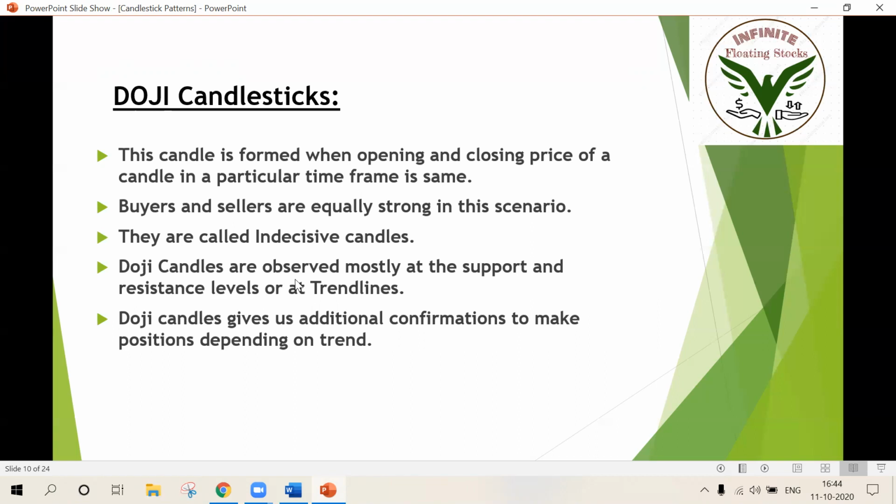So doji candles are observed mostly at support and resistance levels or at trend lines. This is very important. I repeat, dojis are observed mostly at support, resistance, and at trend lines. Doji candles give us additional confirmation to make positions depending on the trend. Like I told, candlestick patterns act as additional confirmations. So a doji can act as an additional confirmation if it forms at support, resistance, or a trend line.